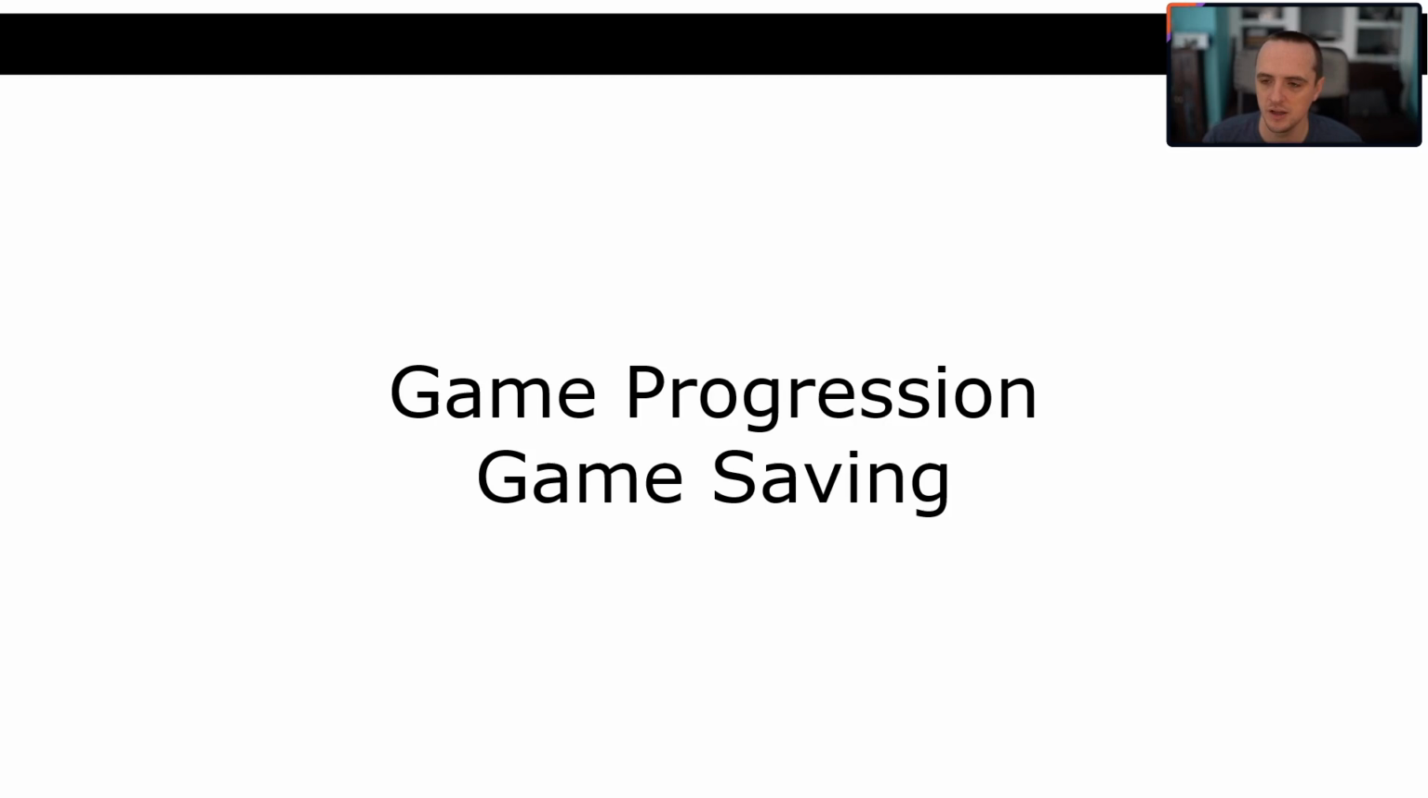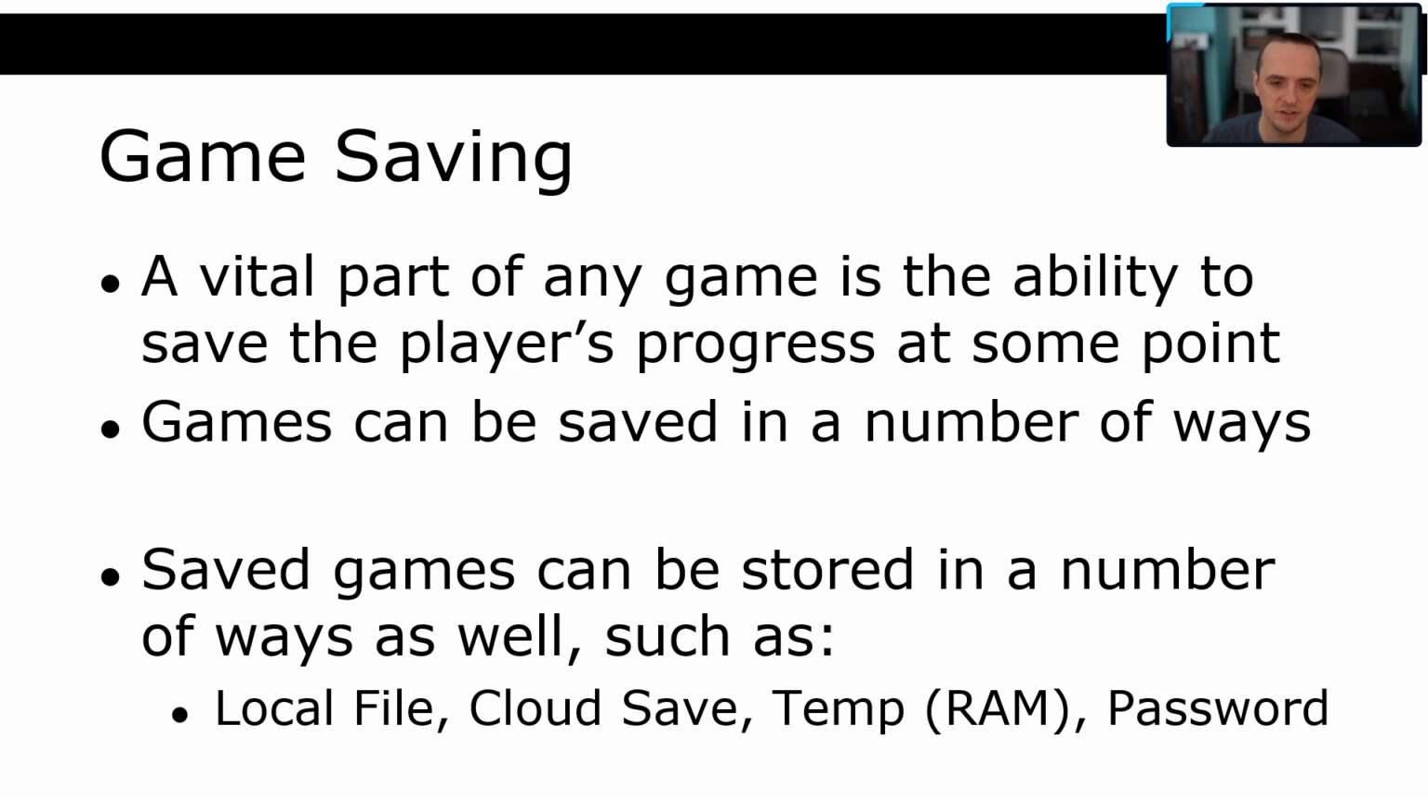Now let's talk about game progression and game saving, because you have to do this for your project as well. A vital part of any game is the ability to save the player's progress at some point. Games can be saved in a number of different ways. There are infinite possible ways that you could save a game. Save games can be stored in a number of ways as well. For example, you could have a local file, you could have a cloud save, you could have a temporary quick save in RAM, you could have a password, etc.